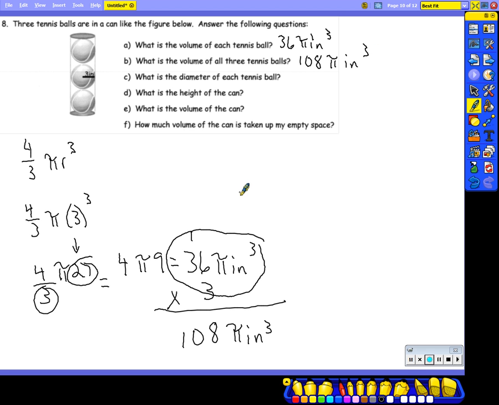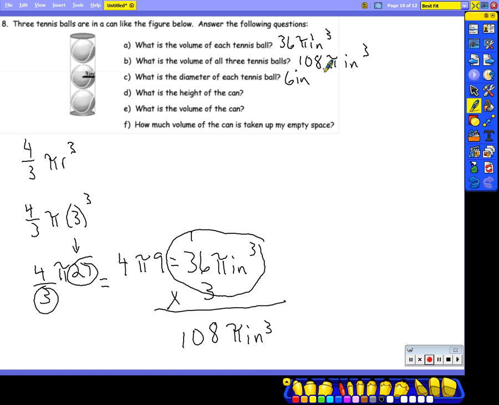Now the next question, what is the diameter of each tennis ball? Someone tell me what is the diameter of each tennis ball. Let's go to Ree. Ree, what do you think? What is the diameter of each tennis ball? 6. How'd you know that? That's right. Good job. Everyone give Ree a round of applause. Because the radius is 3 inches, so double that would be the diameter, 6 inches.